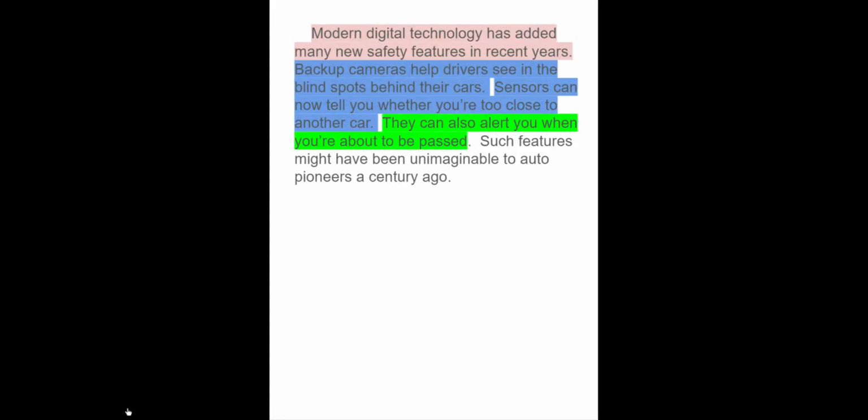Again, I've highlighted text in pink that supports my understanding of the main idea. Highlighted in blue are those supporting details, and the green, those are the extra details that really help us get an image in our mind or really help us understand the detail.